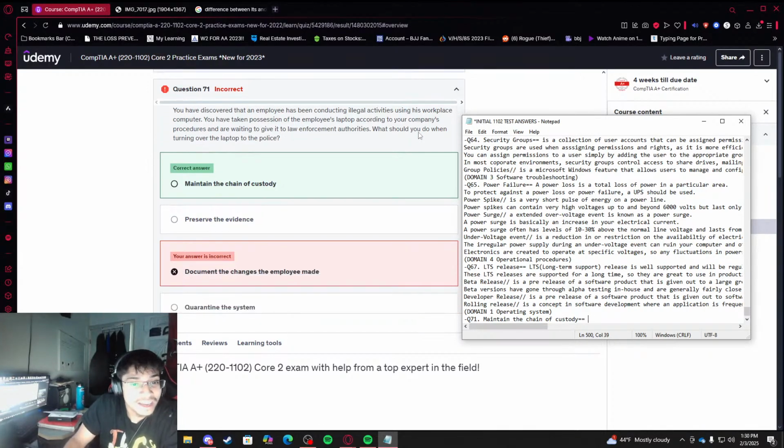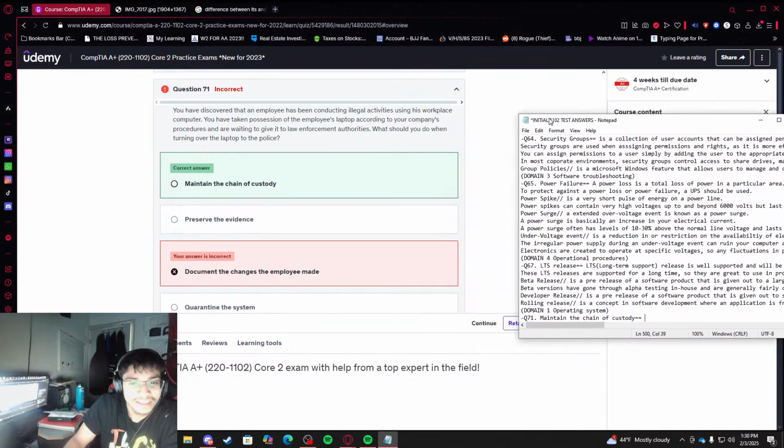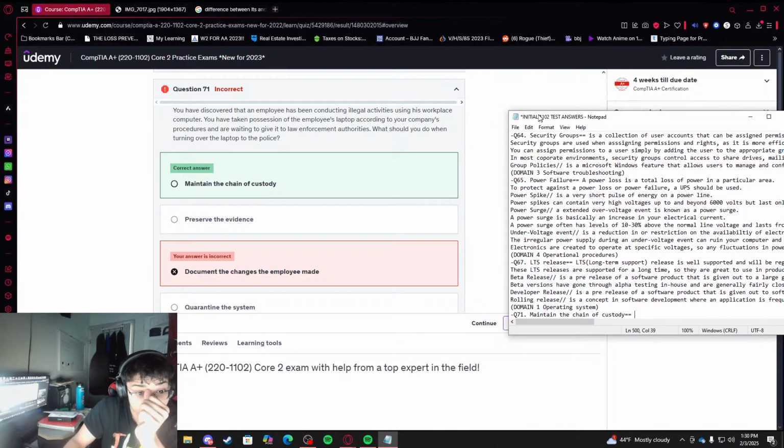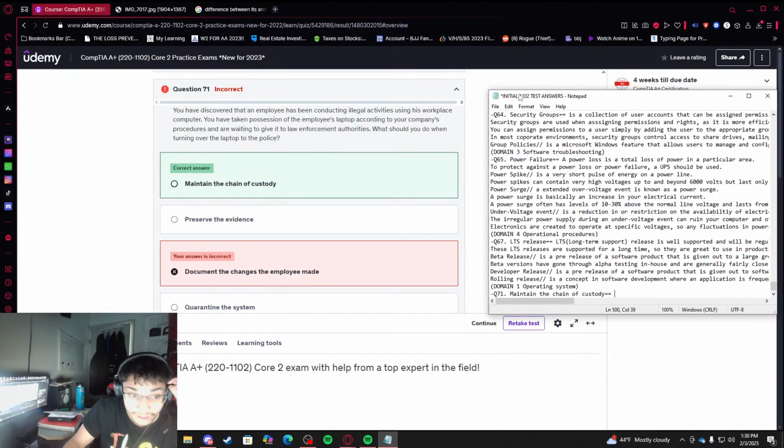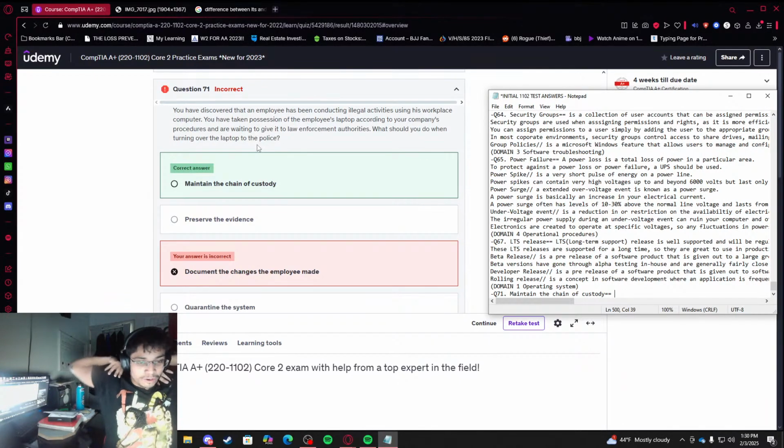You have discovered that an employee has been conducting illegal activities using his workplace computer. You had taken possession of the employee's laptop according to your company's procedure and are waiting to give it to law enforcement authorities. What should you do when turning the laptop over to the police? I thought it was document the changes the employee made, so you just help the police do their job, but no. Maintain the chain of custody.